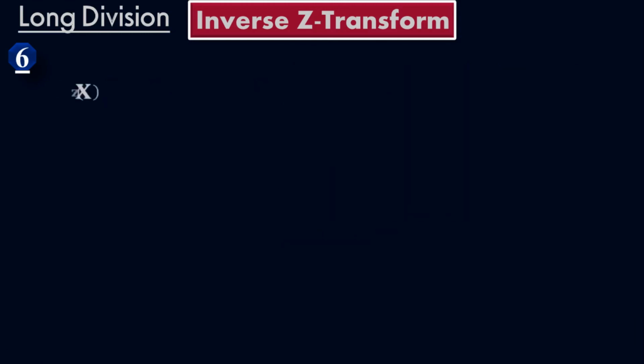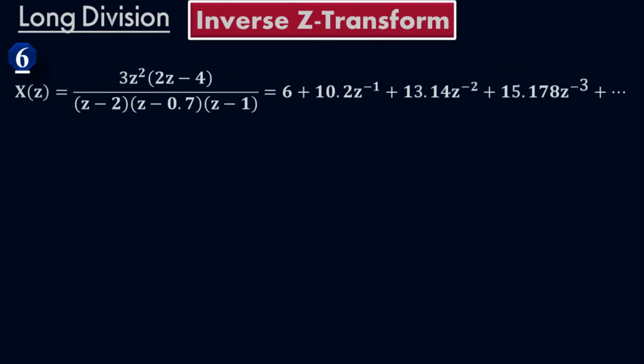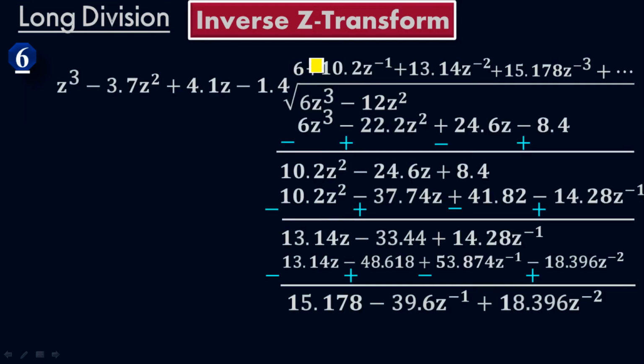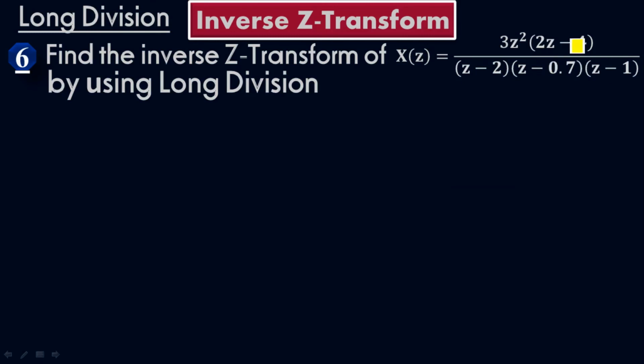So now I can write that X of z equals 3z squared into 2z minus 4 all over z minus 2 into z minus 0.7 into z minus 1, which equals 6 plus 10.2 times z to the negative 1 plus 13.14 times z to the negative 2 plus 15.178 times z to the negative 3 plus so on. You're going to make this expression equal to this one, which is my X of z.